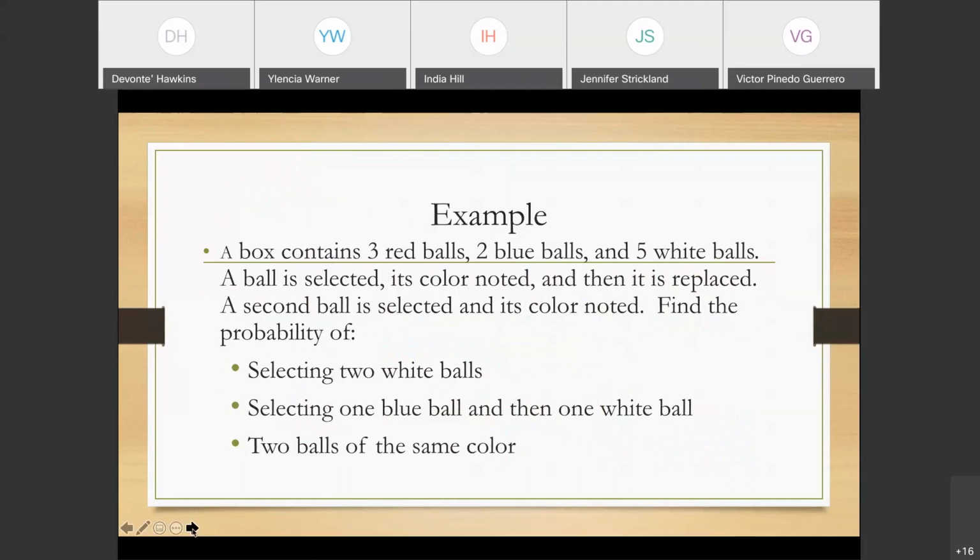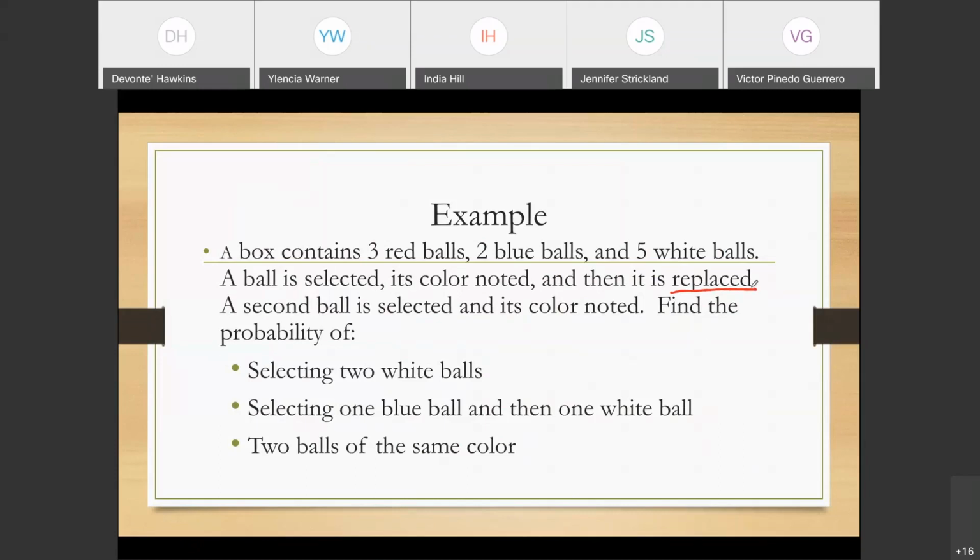Okay, so on this one, it says that we have this box that contains 3 red balls, 2 blue balls, and 5 white balls. So you can picture that box in your head, 3 red, 2 blue, 5 white inside the box. A ball is selected, its color noted, and then it is replaced. Again, that's important for me to make a note of. I'm going to put that first ball back in the box before I pick the second one. A second ball is selected and its color is noted.